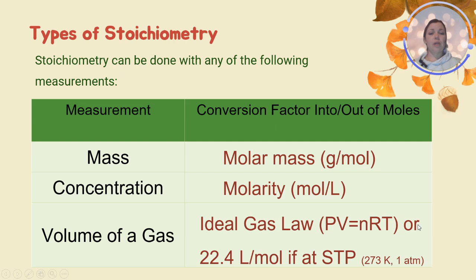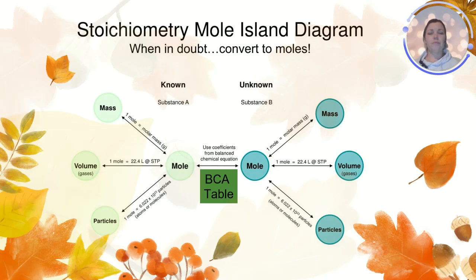And so we could use the ideal gas law, which is PV = nRT, or if we know it's at STP, which is 273 Kelvin and 1 atm, we could use 22.4 liters per mole. And this number is on the equation sheet if you choose to use it. You don't have to use it. You could always plug into the ideal gas law. But if you plug these values into the ideal gas law, then this is the factor that you would get. Okay, so anything that you can convert into moles, you can use for stoichiometry.